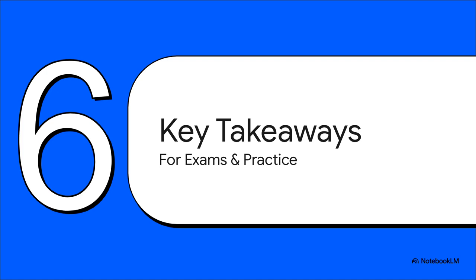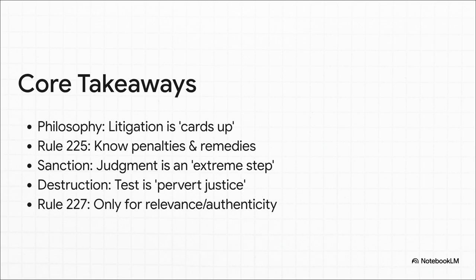Okay, deep breath. Let's boil all of that down. What are the absolute must-know, rock-solid points you need to carry with you into the exam room and into your career? Here they are. 1. The philosophy is cards up. Disclosure is non-negotiable. 2. Rule 225. Know the penalties in Sub-Rule 1 and the remedies in Sub-Rule 2 by heart. 3. The ultimate sanction, summary judgment, is an extreme step. It's only for when a fair trial is impossible. 4. For destroying documents, the magic words are an attempt to pervert the course of justice. And 5. Rule 227, Sub-Rule 2, gets you relevance and authenticity, but nothing else. Other evidence rules still apply.